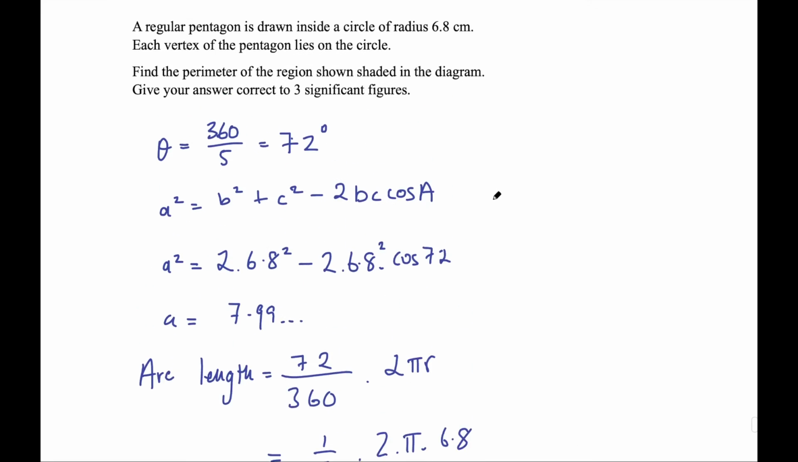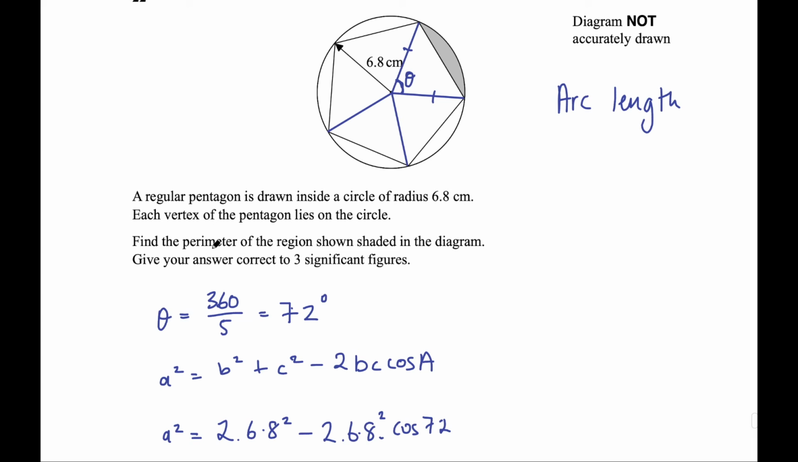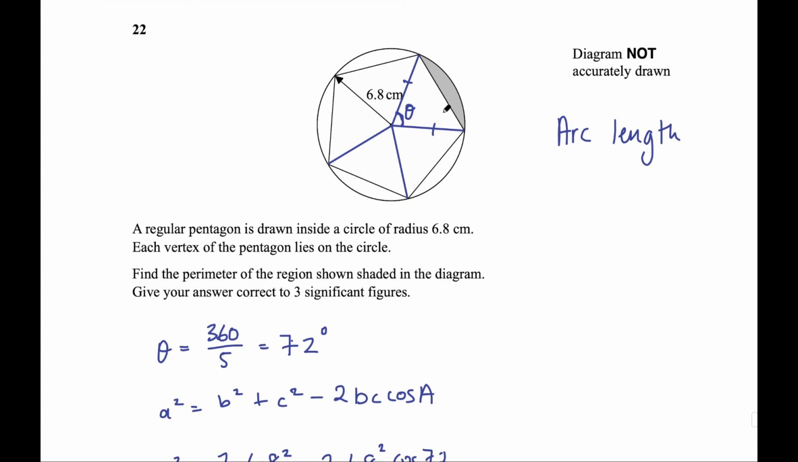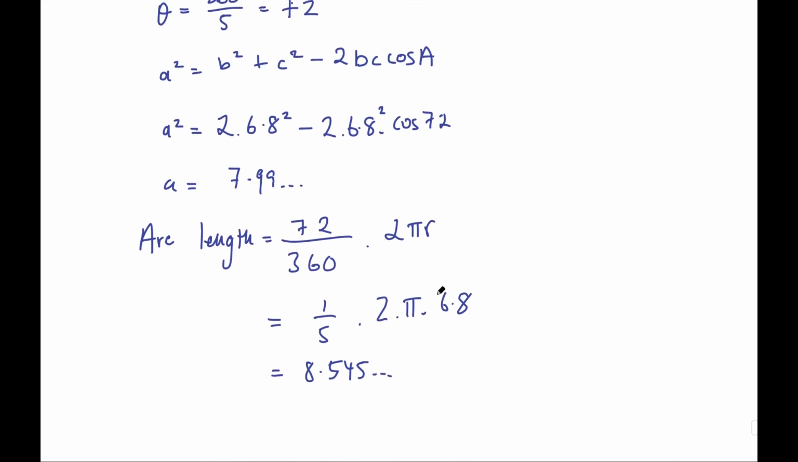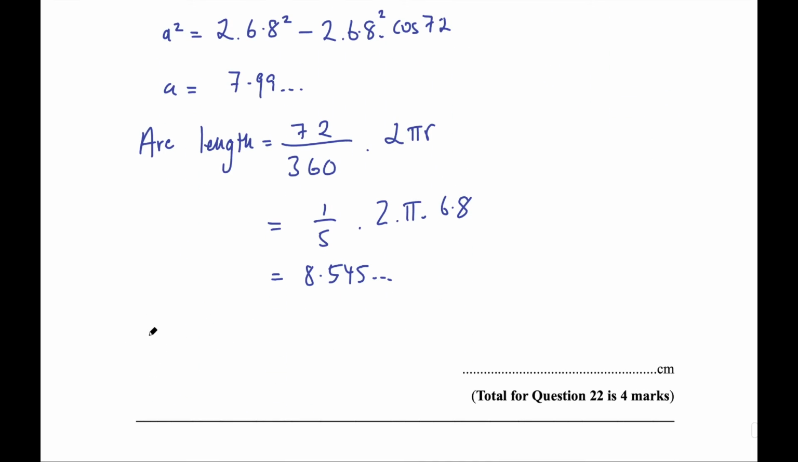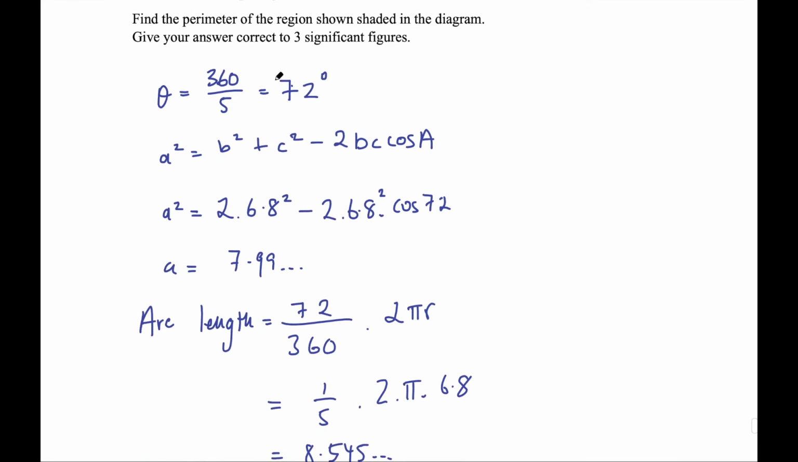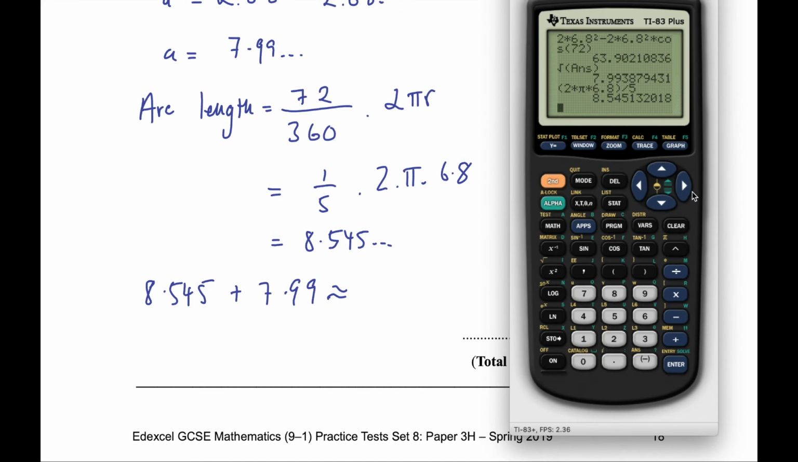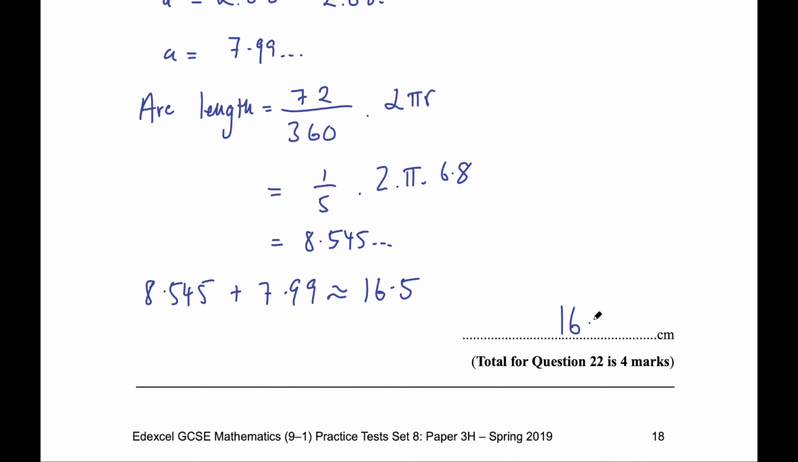8.545. Okay, so we have that arc length, and remember we're looking for the perimeter. So we have the arc length, we have the length of that edge of the triangle. We just need to add those together to get the total perimeter. So 8.545 plus 7.99, and we need to round this off to 3 significant figures. So let's add that to 7.9938, and we get 16.538, to 3 significant figures, 16.5. Okay, final answer there for question 22, 16.5. 4 marks.